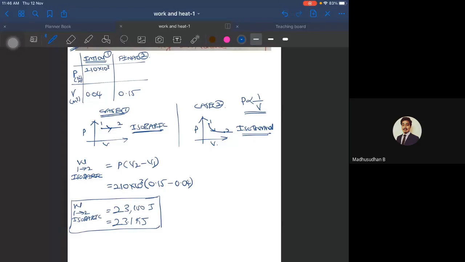Now next for case 2, W1 to 2 for the isothermal process. So for an isothermal process, how many forms of the formulas do you have? Six. Six forms are there. Yes, Mohan. So in those six forms, which form should I choose, keeping in mind the parameters which are available? I have the value of P1, I have the value of V1, I have the value of V2. So with these three values, which form can I consider to calculate my isothermal work done?